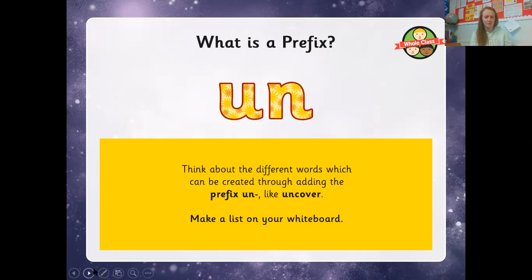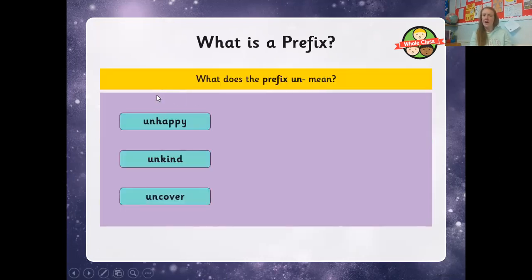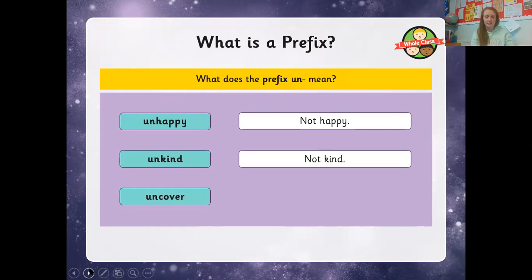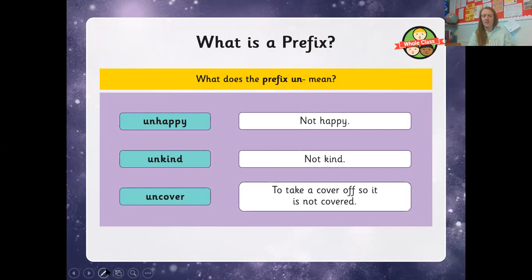Let's have a look. Oh, look, we've got unhappy. I didn't think of that one. Unhappy. That means when you're not happy. Unkind. That means you're not very kind. And there's my one that I found. Uncover. To take it off, so it's not covered. So it looks like when we add un, we are saying not. That's really good to know, isn't it? The root word with un means it's not what it was before. Oh, we're learning something new every day.